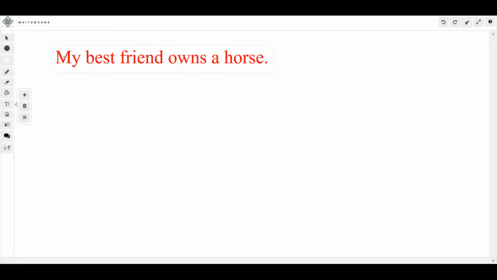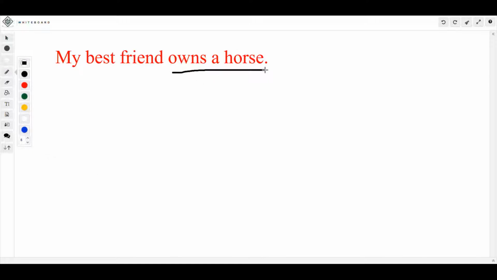My best friend owns a horse. That's our sentence. All right. So can you look at that sentence and tell me the complete subject and the complete predicate? Now, it's easier if you find the predicate first, because the predicate usually has a verb in it, a word that shows action or tells something about it. Okay? How about owns a horse?